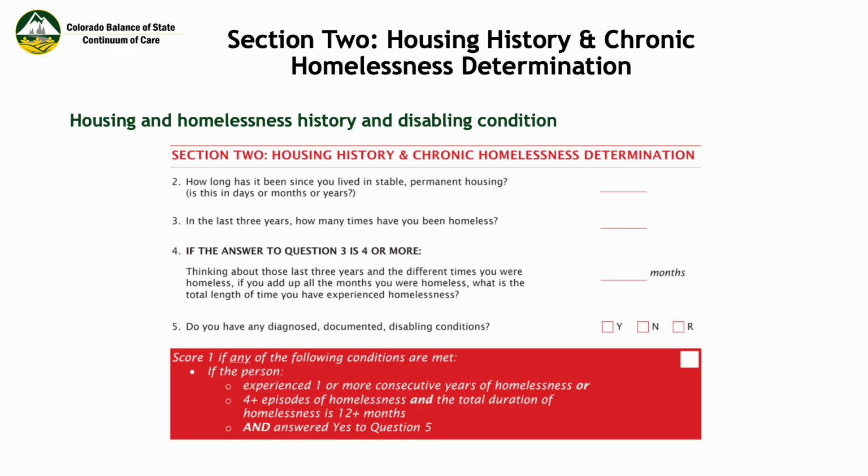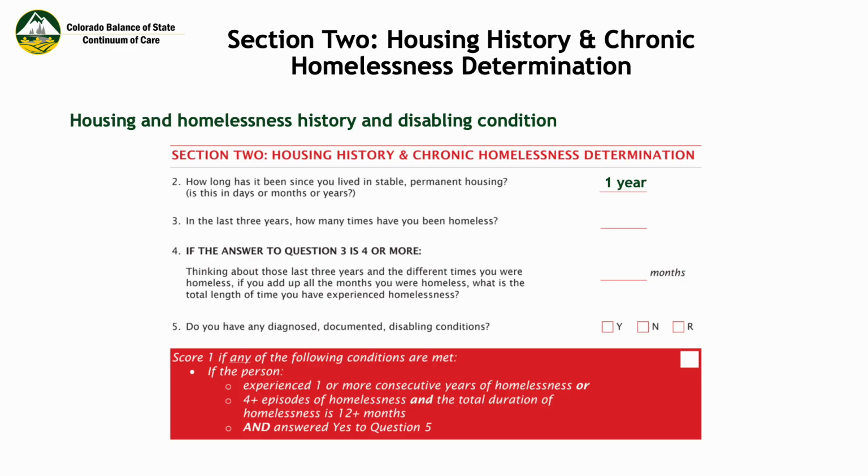Question 5. Do you have a diagnosed, documented disabling condition? Yes, no, or refused. You'll notice the red scoring banner in this section, and that this set of questions can be a little tricky to score because someone must meet the length of time homeless and have a disabling condition. Let's walk through a scenario that might help you understand about scoring.